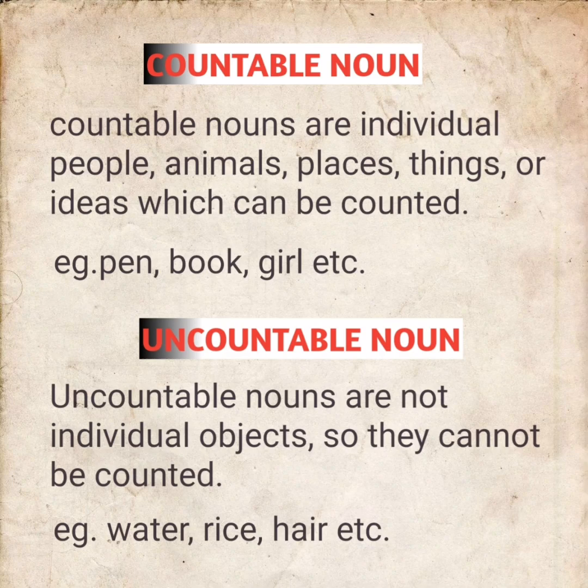Now the next type of noun is the countable noun or the uncountable noun. Countable nouns are individual people, animals, places, things, or ideas which can be counted. Like for example, pen, book, girls, etc. You can count them all. On the other hand, uncountable nouns are not individual objects, so they cannot be counted. Like for example, you can't count water, rice, hair, etc.